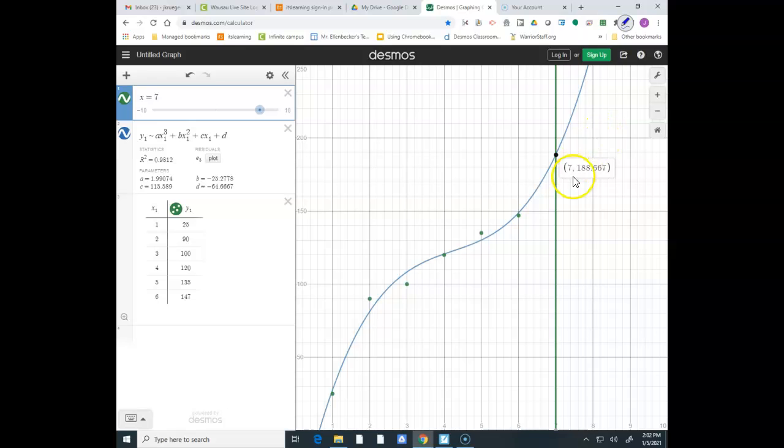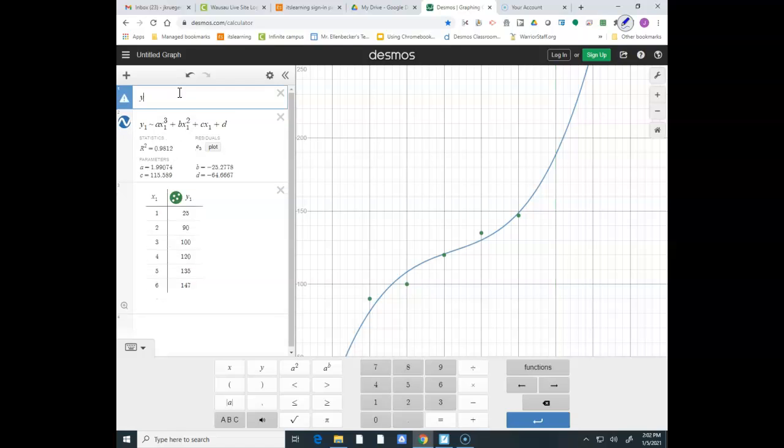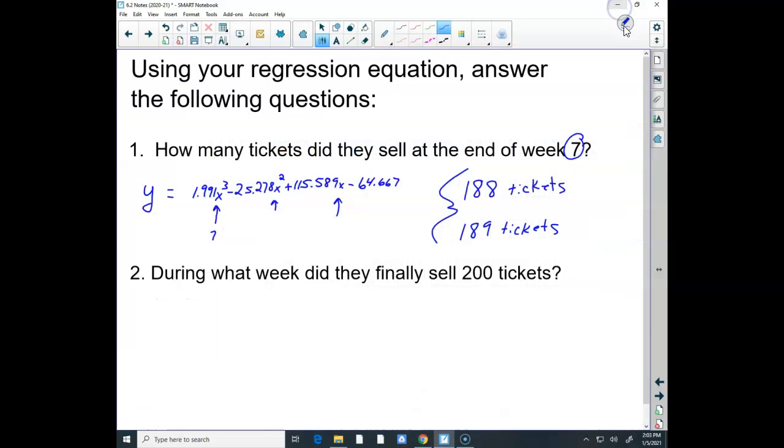Obviously it's out past week 7, but what I can do is change this line I have here and say, okay, when does y equal 200? It's going to give me my y line of 200, and all I do is click on that. Oh, 7.197. So it's not too much. It's during week 7, I would say. During what week did they finally sell 200 tickets? Well, it would be during the 7th week into the 8th week, right?